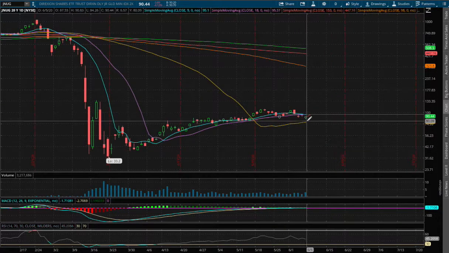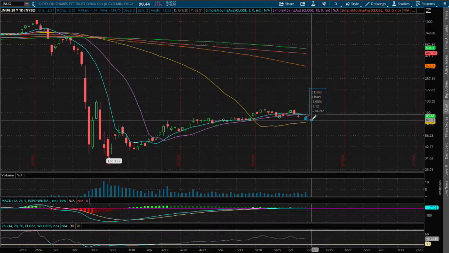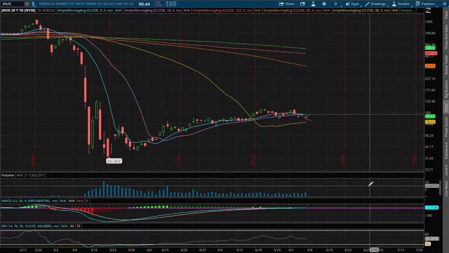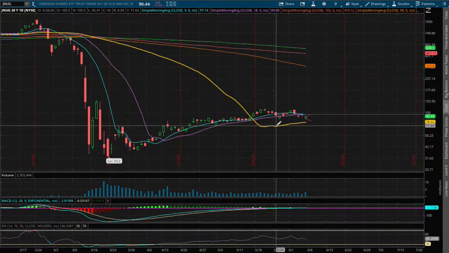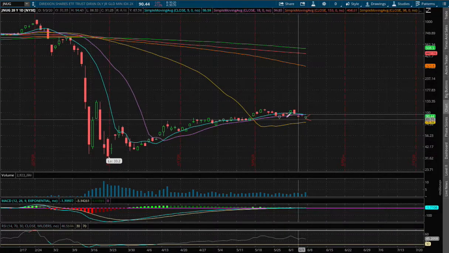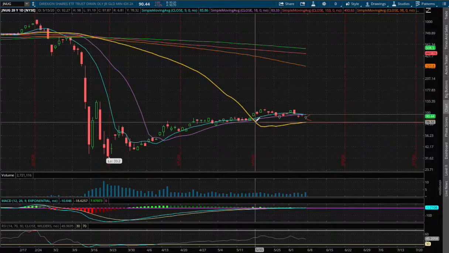So to the downside, if we do manage to fall lower, say 5.5% to the downside, that price level is roughly around $80 or $81, and that coincides with the 50-day moving average, this yellow line. And again, JNUG is the opposite or inverse of JDST.